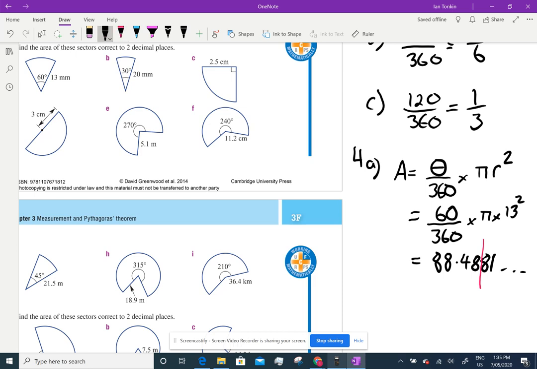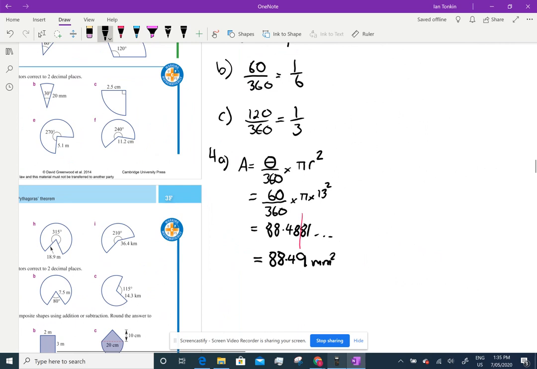I write down 88.4. I look at the number behind that line. Is it 5 or more? Yes. So round, and this is millimetre squares. I'm just going to check on my answers here. 3F. And we're doing, yep, there we go. So that's pretty easy.